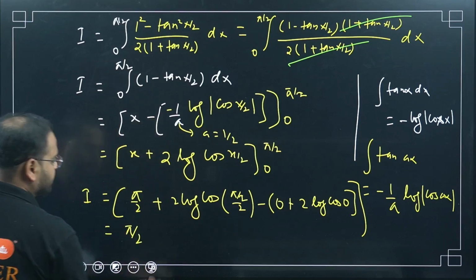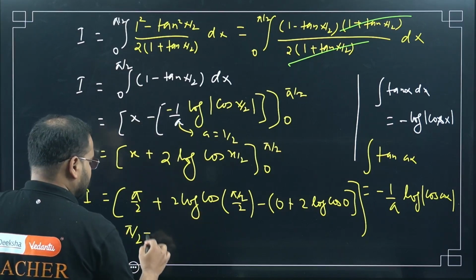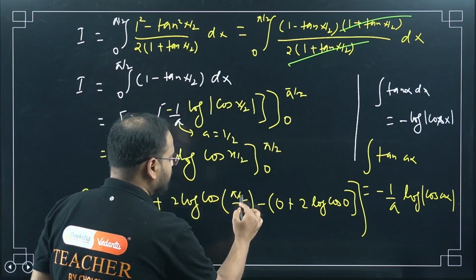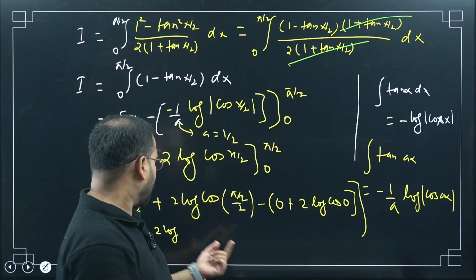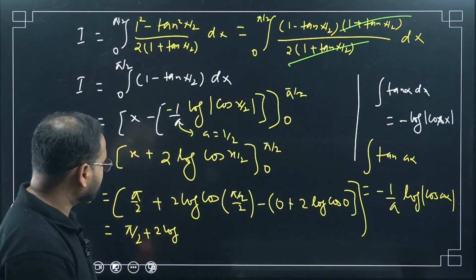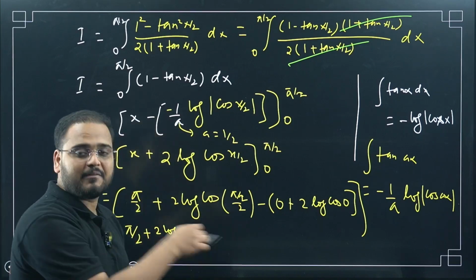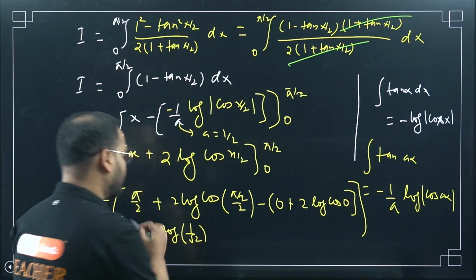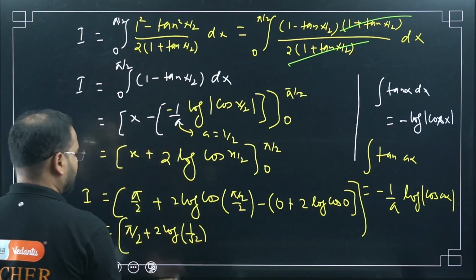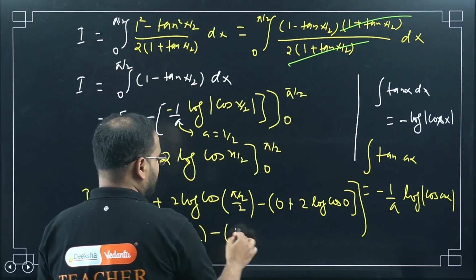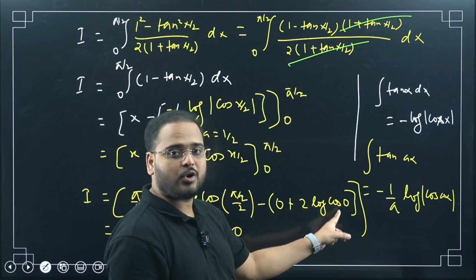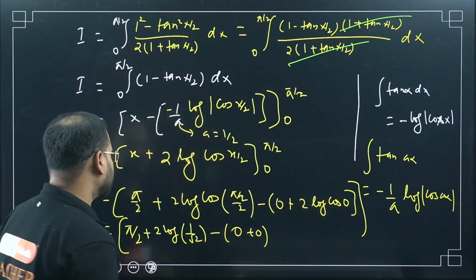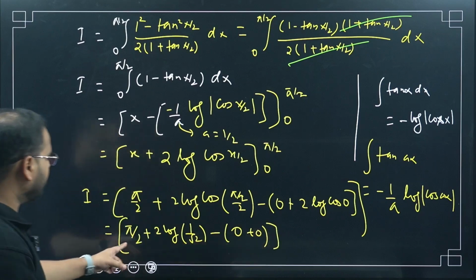Pi by 2 plus 2 log cos pi by 4, right? This is pi by 2 by 2, so pi by 4. Cos pi by 4 is 1 by root 2. Now for the lower limit, this is simply 0, and cos 0 is 1. So log of 1 is again 0 only. So what is my answer? Please have a look. My answer will become pi by 2.